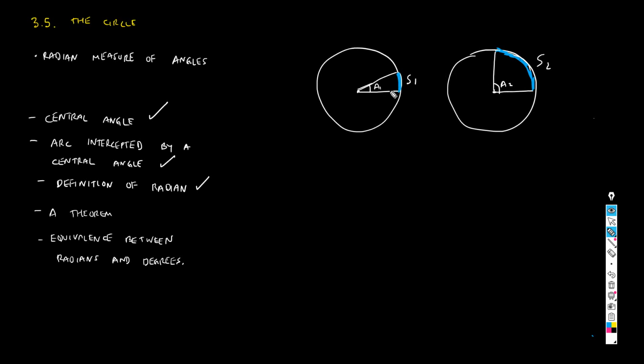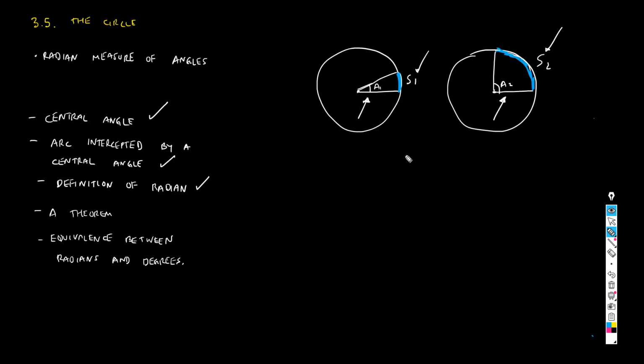If you have two central angles, each of which intercepts its own arc, then the arcs are proportional to the angles. I'm going to repeat. The arcs are proportional to the angles. What that means is this: if this angle is twice this angle, then this arc will be twice this arc, which makes a lot of sense.